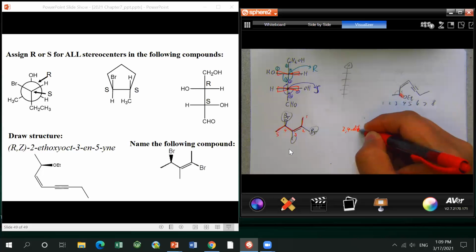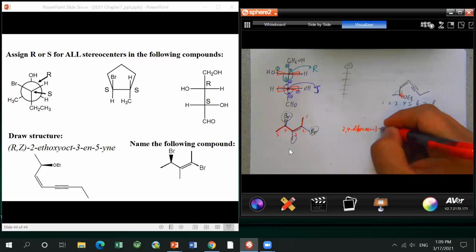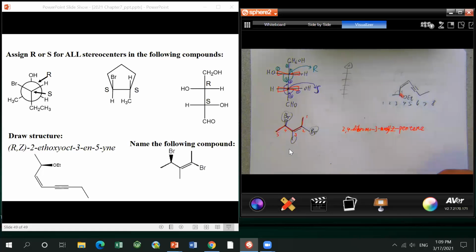Dibromo, 3 methyl, and then 2 pentene. So the name is 2,4-dibromo-3-methyl-2-pentene. Right, so we're not done yet.